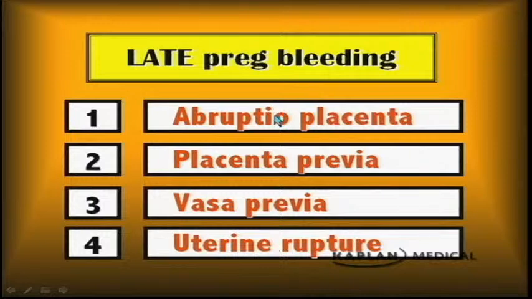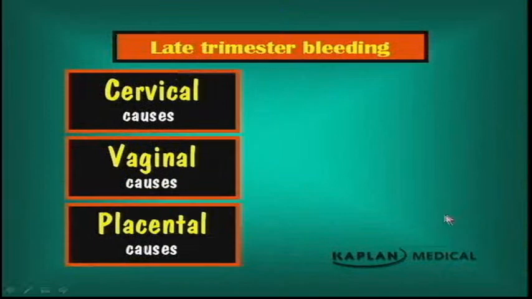Abruptio placenta is painful bleeding. Placenta previa is painless bleeding. Vasa previa is painless bleeding. Uterine rupture is painful bleeding. And we're going to go through each of these one at a time.